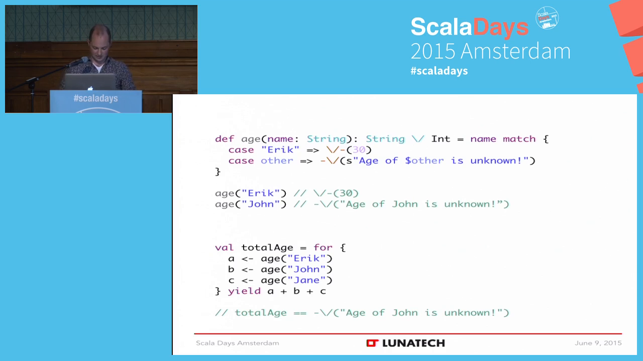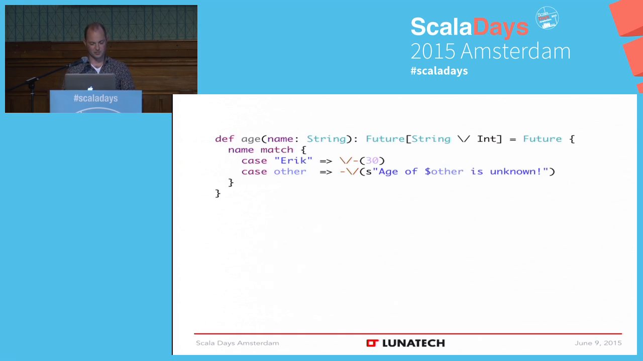But as we've seen, options are often wrapped in futures, and the same thing is true for Eithers. Eithers come in futures as well. So let's change our age calculating method. Maybe it's going to look in a database for this. So it doesn't just return an Either of String or Int, but it's going to return a Future of an Either of String or Int. Then our method looks like this.